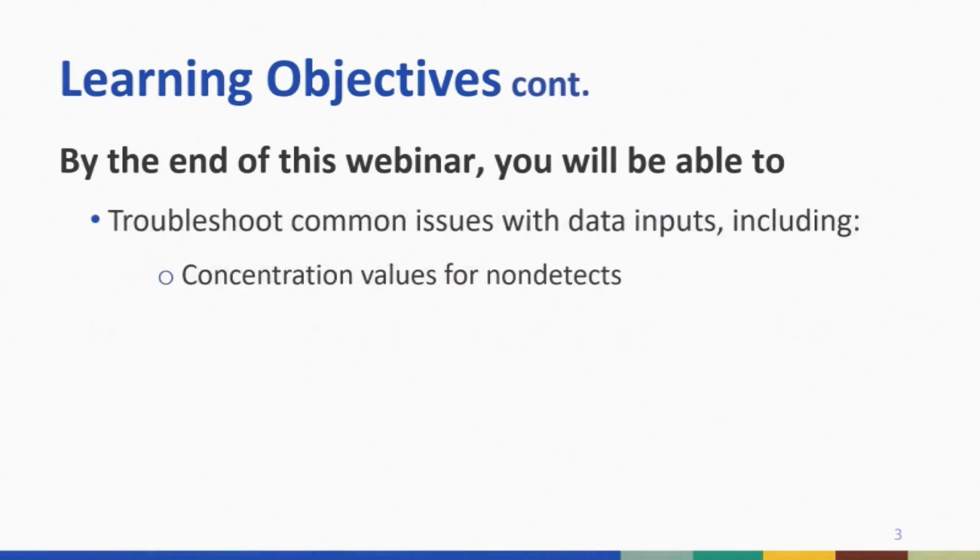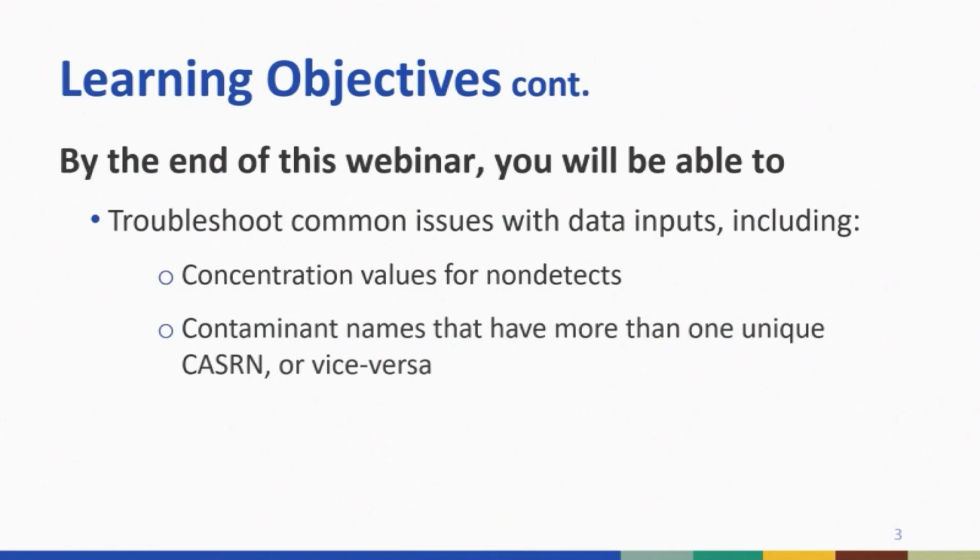In particular, the data import issues that we'll be addressing in this webinar are what to enter as concentration values for non-detect records, and what to do when you see an error saying that a data import file has more than one unique contaminant name for a Chemical Abstracts Service Registry Number, or CASRN. We'll also look at the related case of a file with two CASRNs for the same contaminant name.